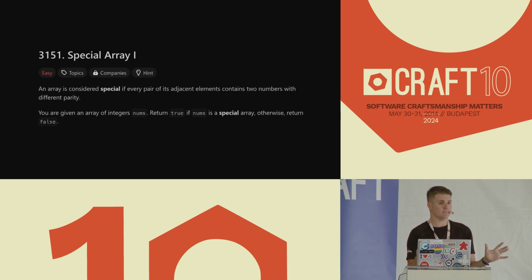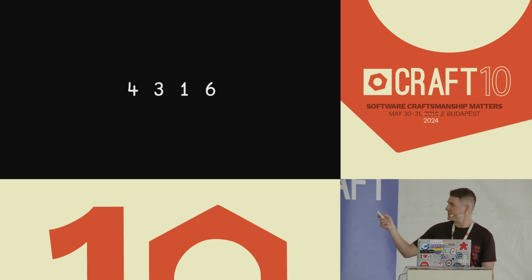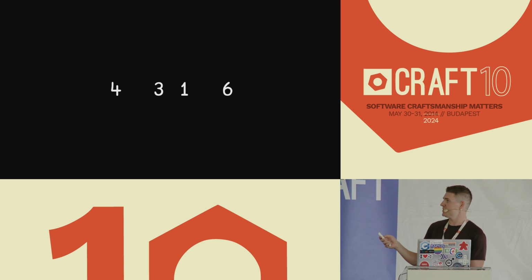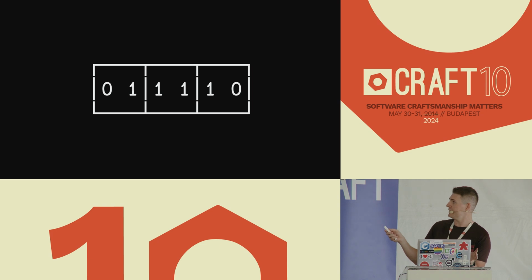Pretty simple. And if we think about how we could visualize solving this, we've got an array of 4 numbers. We can see here that it's even, odd, odd, even. So this would not be special. How would we solve this? First thing, we want to look at 2 adjacent elements at a time. Then we want to check, are they odd or are they even? So we'll say 0 means even, 1 means odd. And then we just want to check, are these equal to each other?